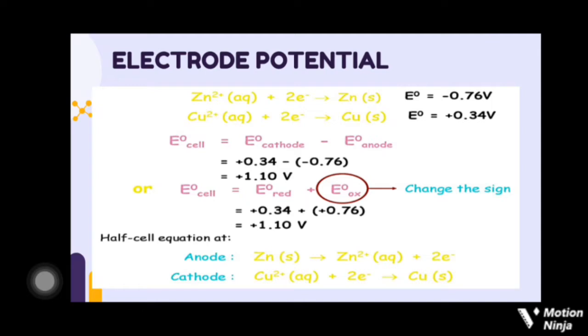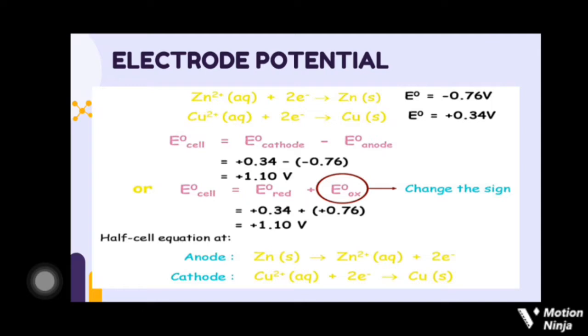So, in the anode, we have zinc. Since anode is the oxidation, zinc will be losing 2 electrons. That's why it will break down into zinc solid becoming Zn 2 plus aqueous plus 2 electrons. It breaks down because it loses 2 electrons.